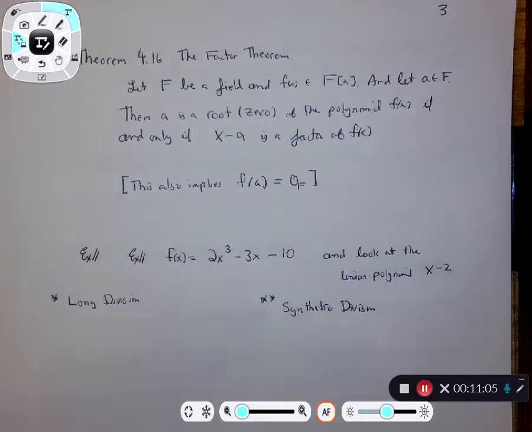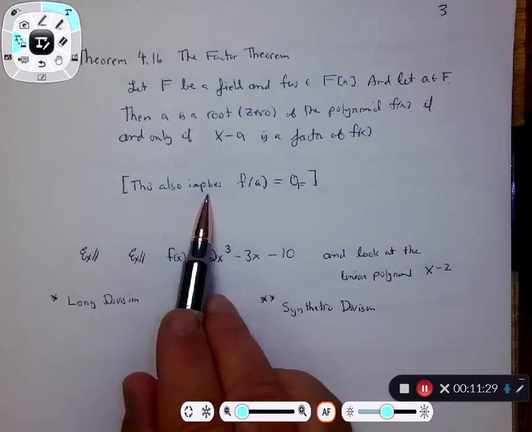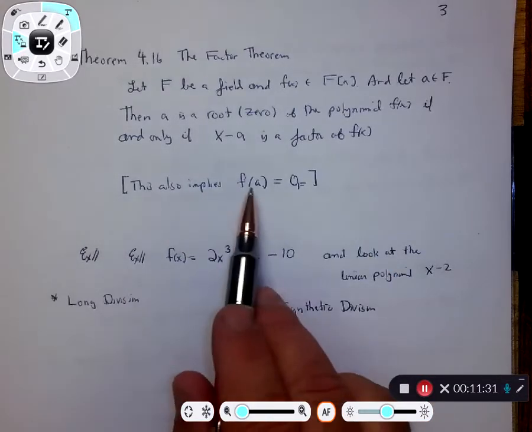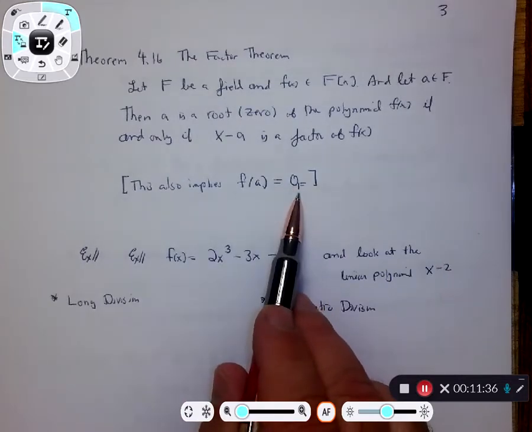The factor theorem. Theorem 4.16. Let F be a field and f(x) be an element of F adjoined x, and let a be an element of your field F. Then a is a root, zero, of a polynomial if and only if x minus a is a factor of f(x). This also implies, by the remainder theorem, when I plug in f(a), I should get 0 in your field, whatever that 0 represents.